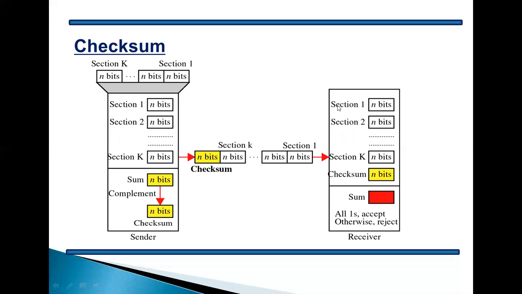Receiver, the block unit is divided into k sections, each of n bits. Okay, all the k sections are added together by using the one's complement algorithm to get the sum. The sum is complemented. If the result of the sum is 0, then the data is accepted. Otherwise, the data is discarded.